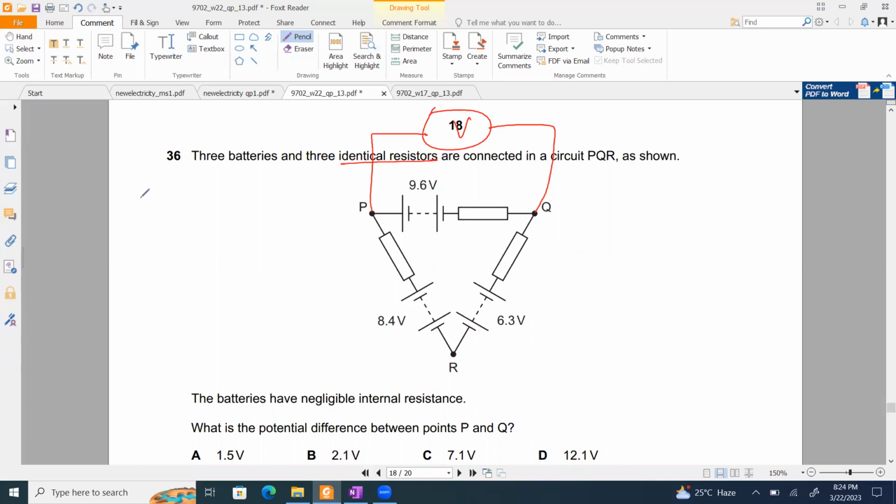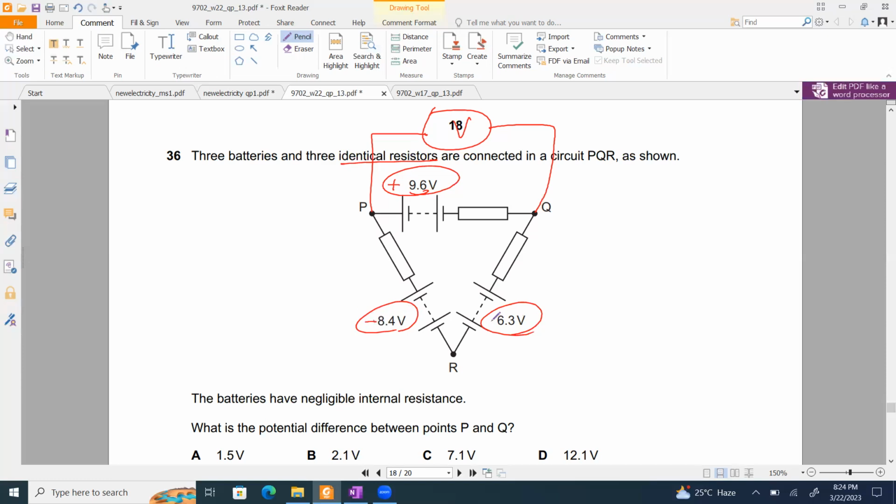Tell me the total EMF of this whole circuit. This is 9.6, this is 8.4, this is 6.3. Tell me which ones are taken positive and which ones are taken negative. For example, I'm taking 9.6 positive. Will I take 8.4 positive or negative accordingly? Negative. And 6.3 positive.